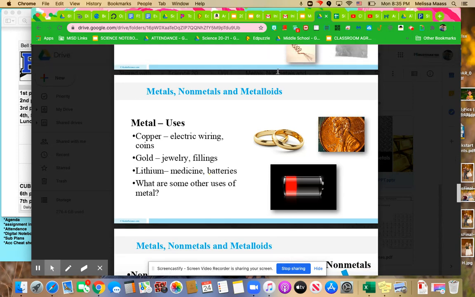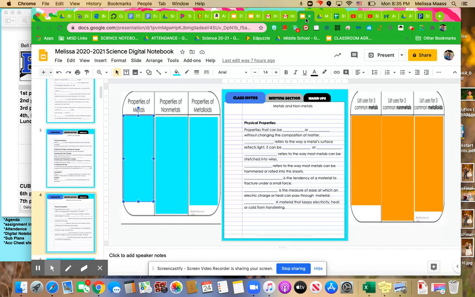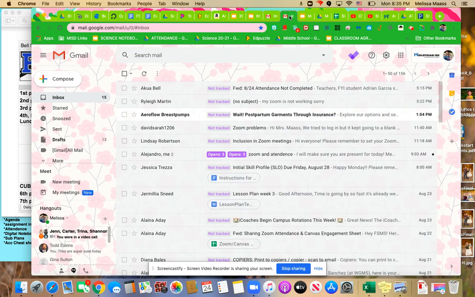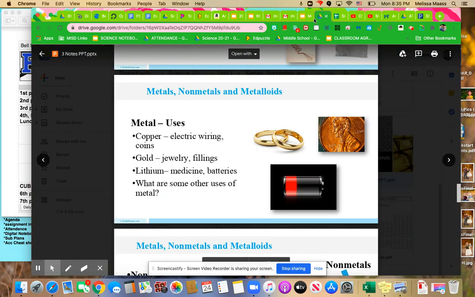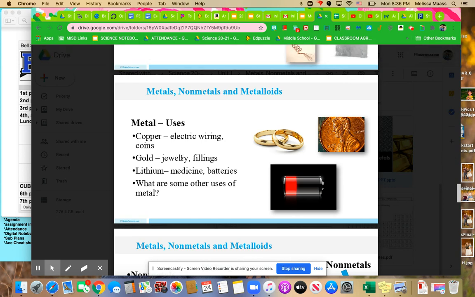Some common uses of metals. In this section of your notebook, you're going to fill in the metals' uses right here. An example of a metal is copper, and it's used in coins and wiring. Gold is a metal, and it's used in jewelry and fillings.